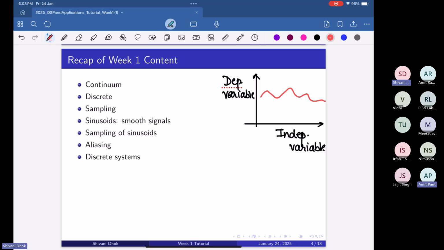Now, these variables, that is, the dependent and independent variables, can be of two types. One is continuous and another is discrete.